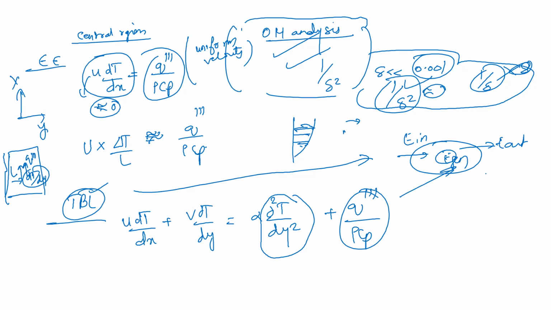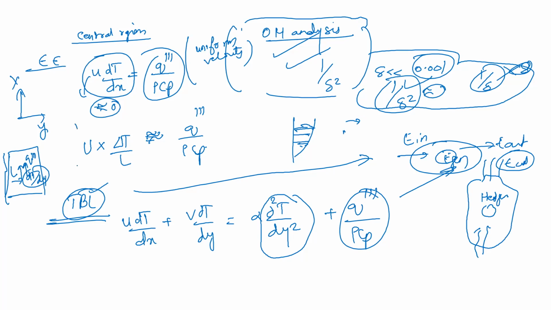So here what is happening? There's a central region, and heat is generated inside. So heat will be convected and it will go out. That is what is modified in this equation. So you have seen this equation, right? This is for the boundary layer.